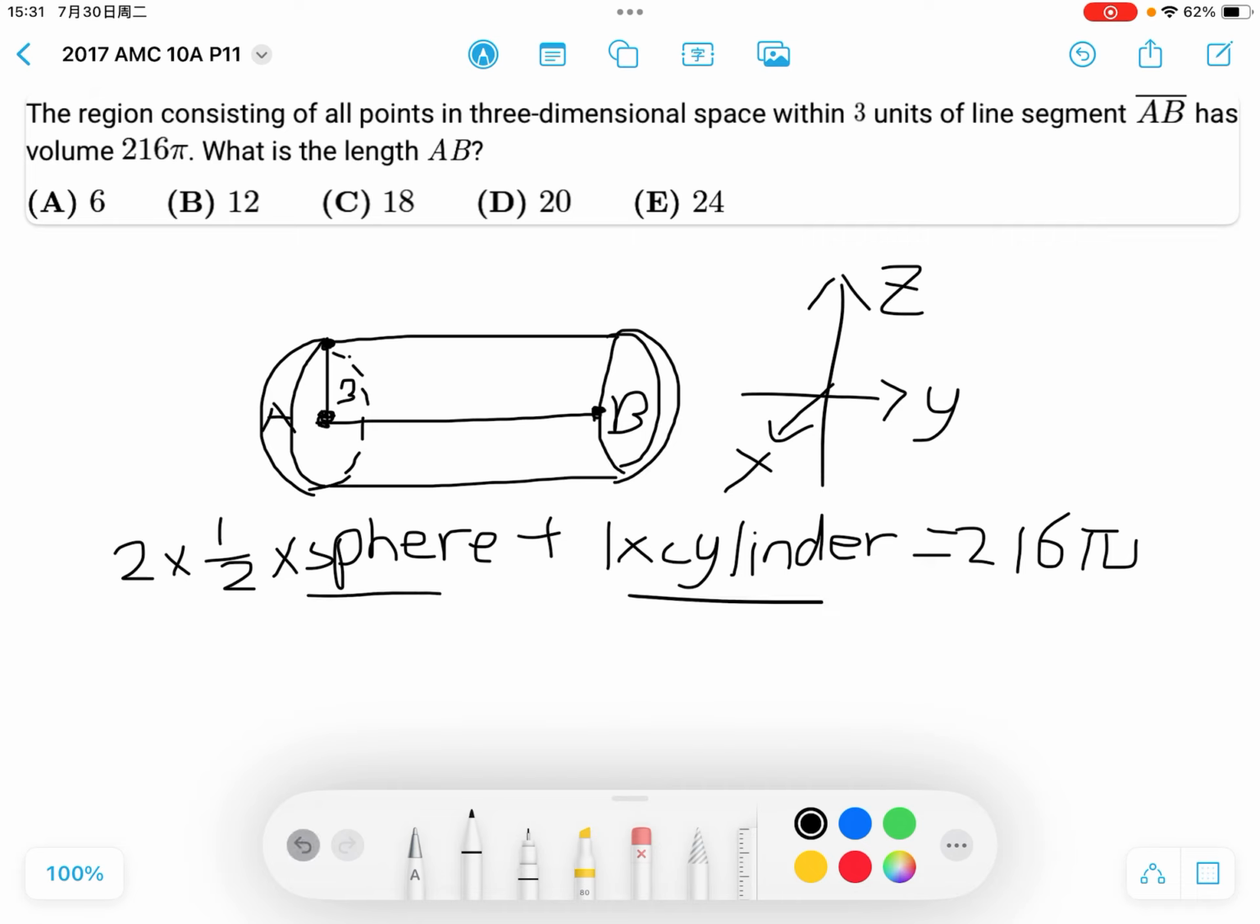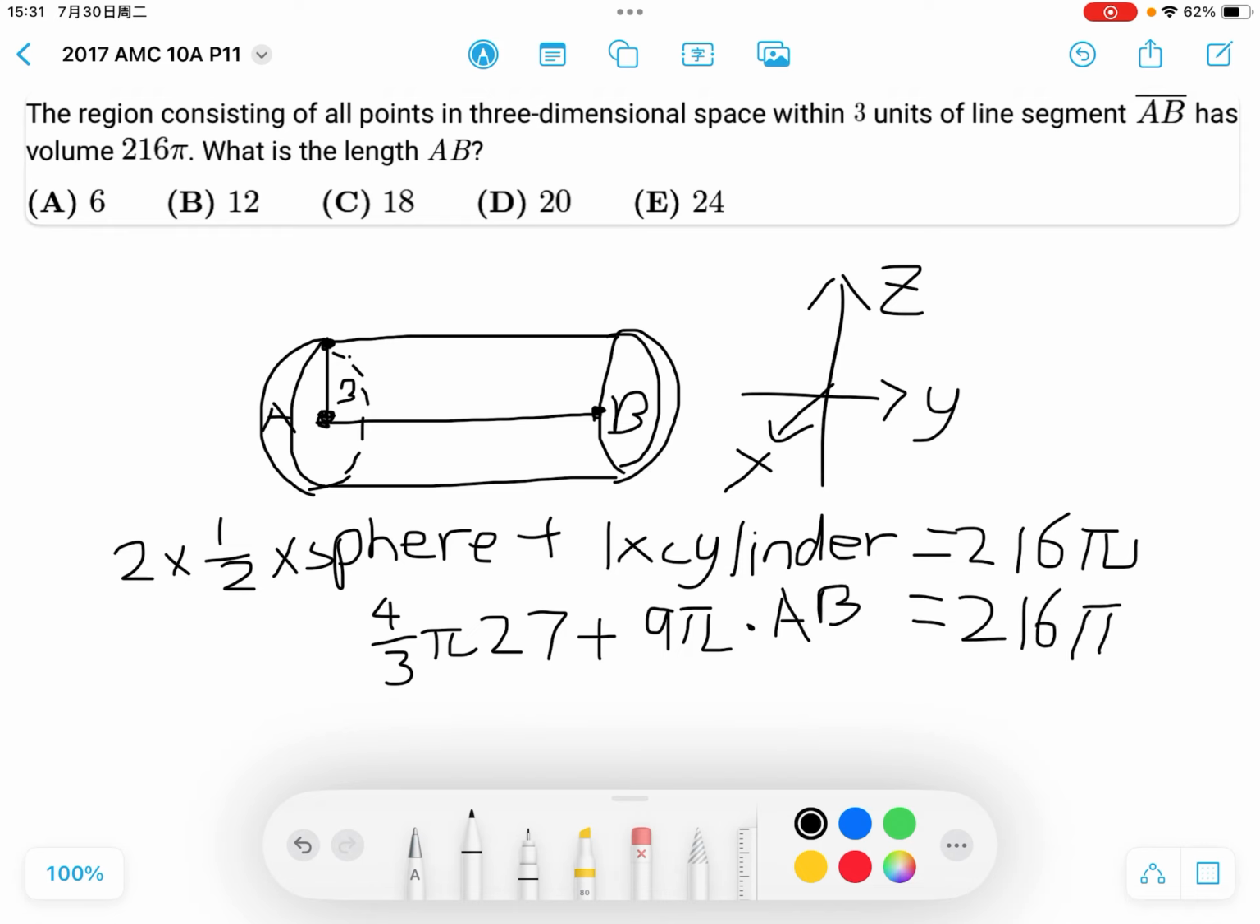So we're going to convert these words into numbers. The volume of a sphere is, first we can cancel out the fractions. So that's just 1 sphere with a radius of 3. So that's 4 over 3 pi r cubed. So r cubed is 3 cubed, which gives us 27. And we just add that to our cylinder. Our cylinder volume is going to be our base area, which is pi r squared, which is 9 pi, times our height. Our height is going to be the length of AB, so we just write AB there. And that's equal to 216 pi.